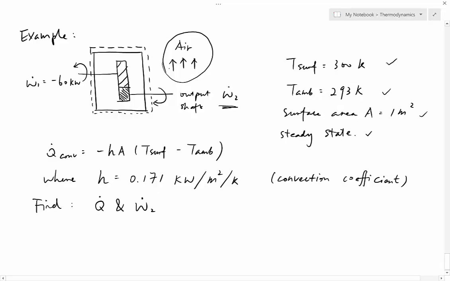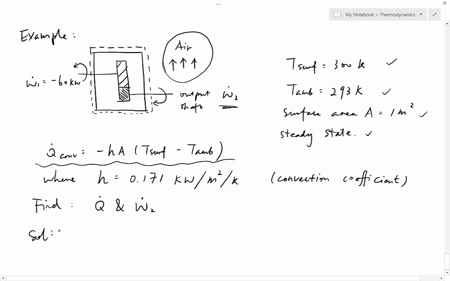How much heat will be taken away by convection? You can use this equation: Q dot with a subscript convection is equal to negative HA times surface temperature minus ambient temperature. Where H is called convection heat transfer coefficient and is directly given for this problem. So the first question is to look for Q dot, heat transfer rate. Next one is to look for W dot 2, power of number 2.